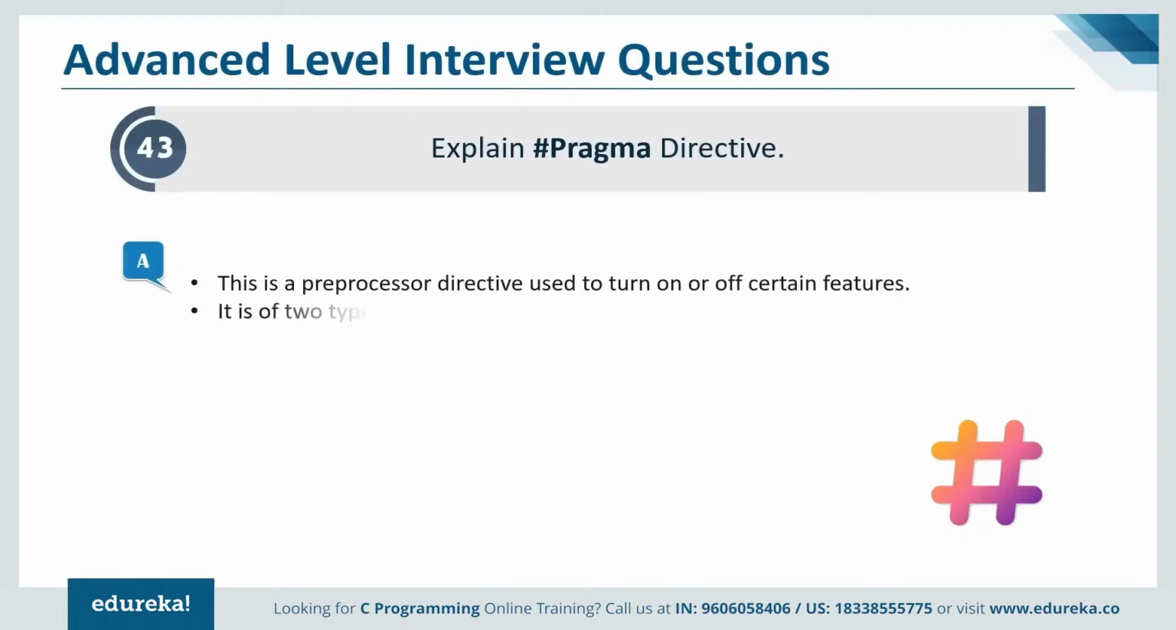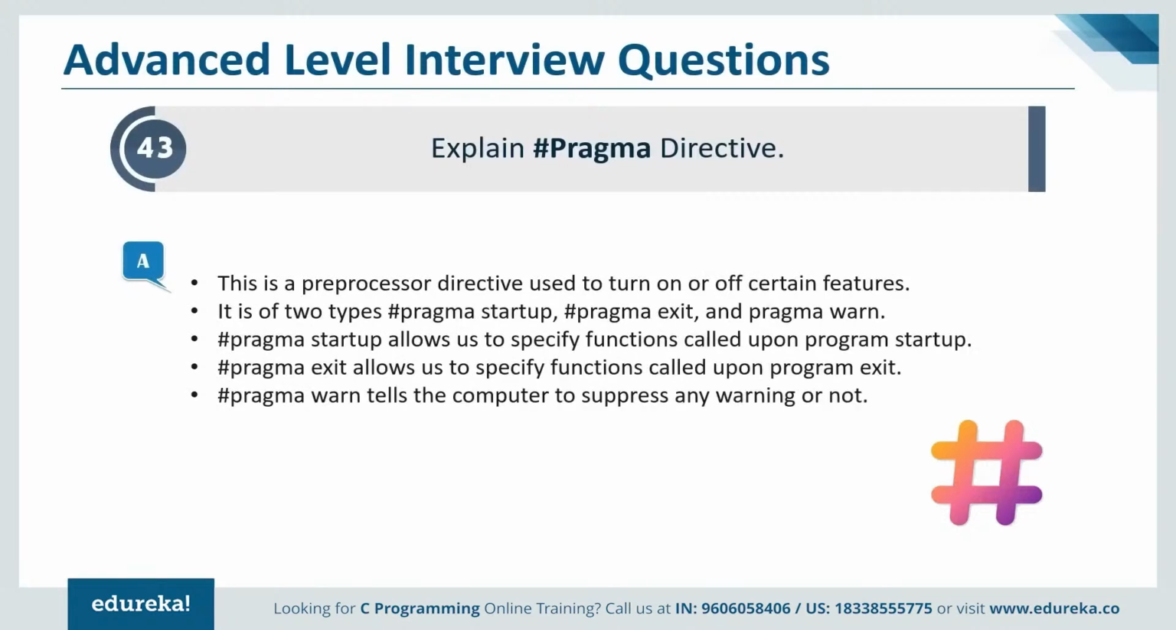Explain hash pragma directive. So hash pragma directive is actually a preprocessor directive. It has 3 types: hash pragma startup, hash pragma exit, and hash pragma warn. Hash pragma startup allows us to specify functions called upon program startup. Hash pragma exit allows us to specify functions called upon the exit of the program. And finally, hash pragma warn tells the compiler to suppress any warnings or not.